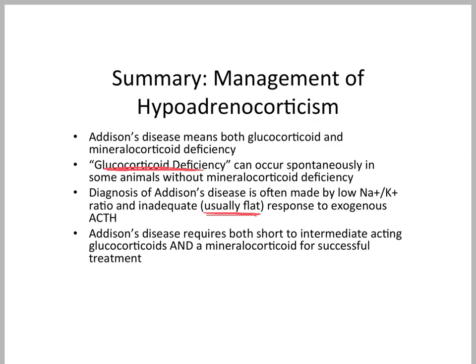It's a really satisfying disease to treat, and the owners are often amazed at how rapidly the recovery can occur. And like I said, if you suspect this disease, you will find it, particularly in certain breeds of dogs.